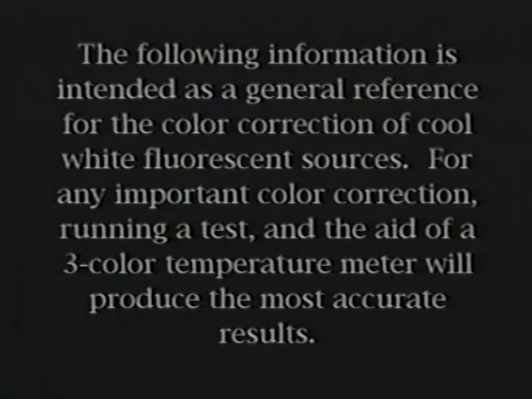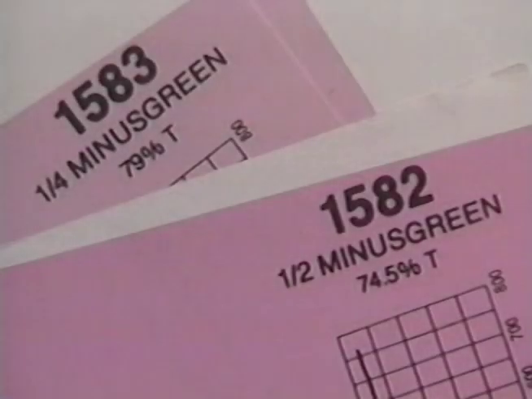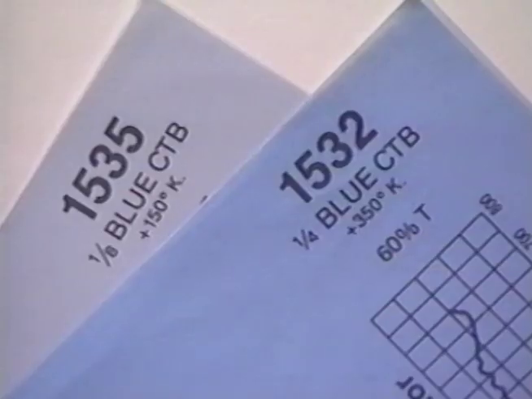The following information is intended as a general reference for the color correction of cool white fluorescent sources. For any important color correction, running a test with the aid of a 3-color temperature meter will produce the most accurate results. When correcting cool white fluorescence toward daylight, try 1/4 to 1/2 minus green on the fluorescence. You may also need 1/8 to 1/4 CTB correction gel to match the approximate Kelvin temperature of daylight.